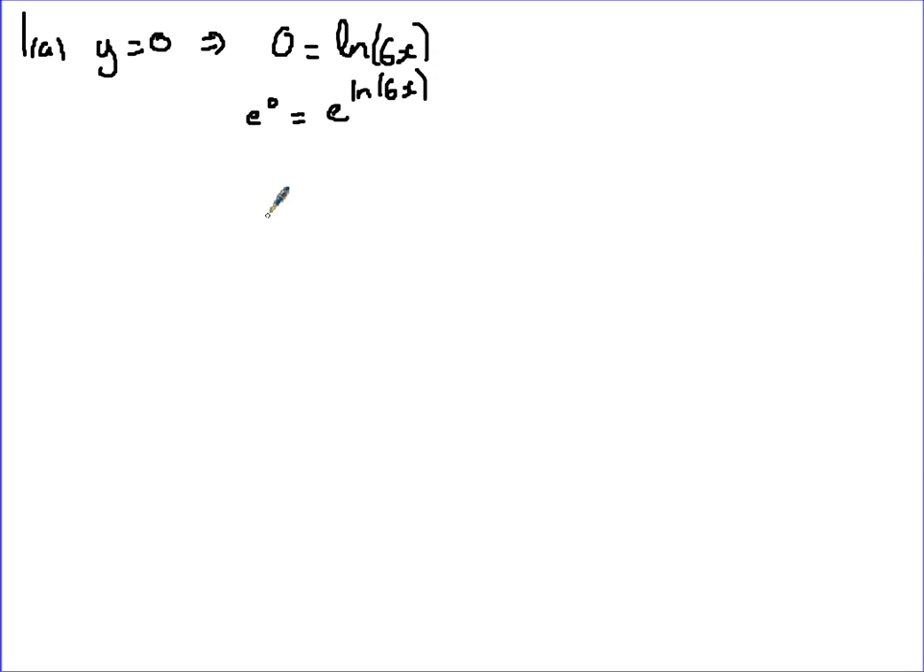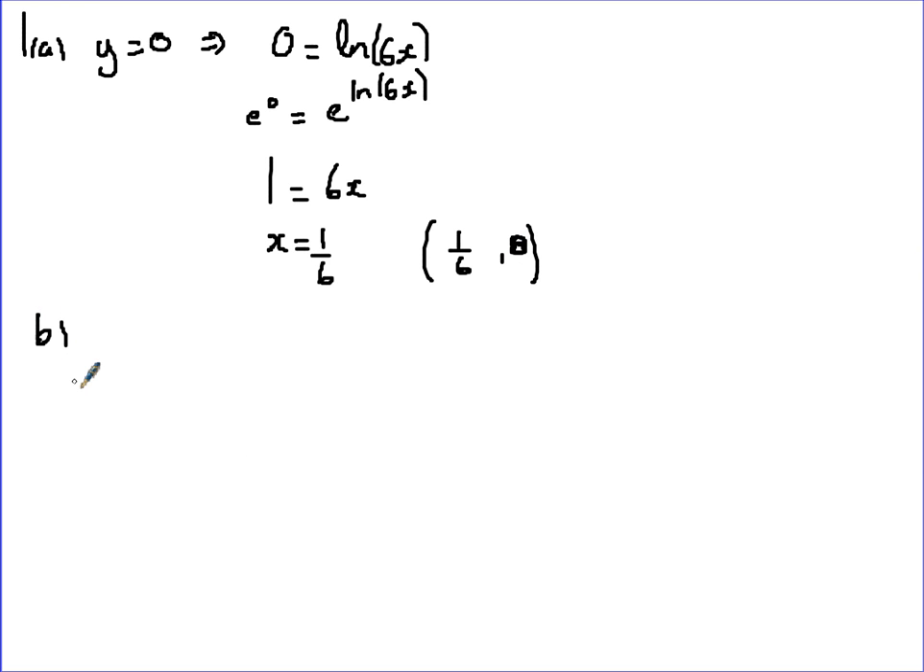and then e to the naught will give us 1, and then e to an ln is whatever's in that bracket. So because it's a 6x, then that'll just be 6x. So x then is 1/6. So if we put the coordinate down, a sixth, naught.